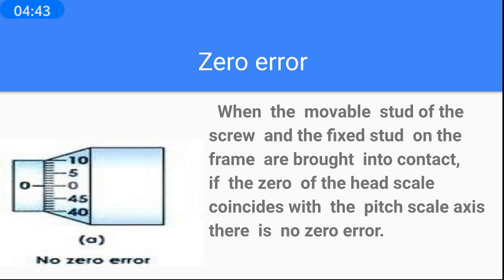When the movable stud of the screw gauge and the fixed stud on the frame are brought into contact, that is, when they touch each other... We learned about the screw gauge: the anvil is the fixed stud and the spindle is the movable stud. See your diagram. If the zero of the head scale coincides with the pitch scale axis, the pitch scale axis zero line and the head scale zero coincide with each other, there is no zero error.